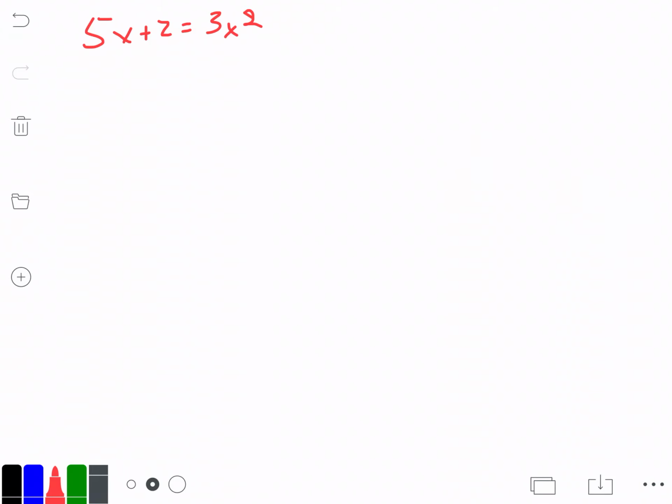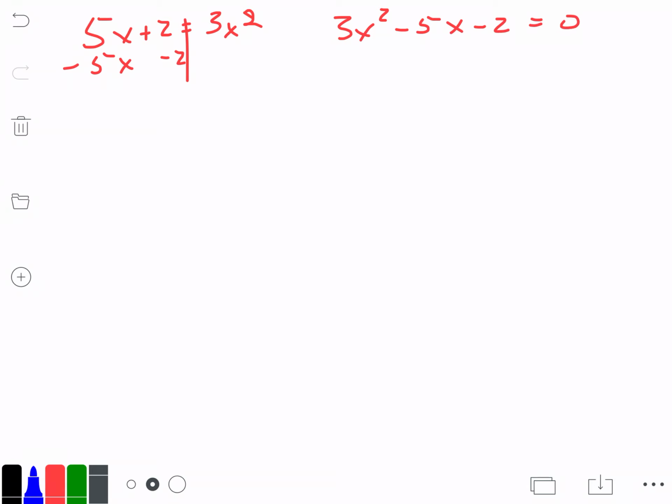All right, so we're going to work on some of the Your Turn problems. This is number 2 on page 604. If you notice, we have 5x + 2 = 3x². It's not in the proper form, so we're going to have to subtract 5x and subtract 2 from both sides. You're going to be left with 3x² − 5x − 2 = 0.